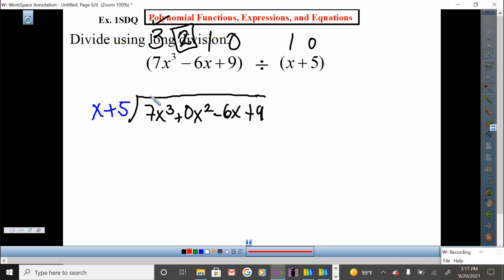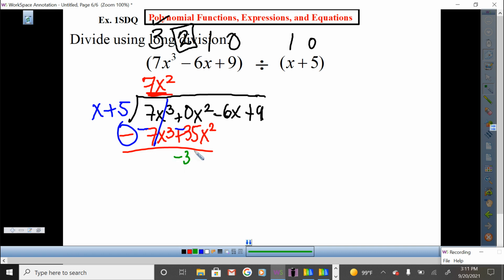All right? Question. What number times x gives us 7x cubed? Maddie, what do you think? 7x squared, thank you. So that is 7x cubed. 7x squared times 5, that's positive 35x squared. We subtract. And what does that mean? That means that we're going to distribute that negative to here and to here. This cancels. Negative 35 plus 0, it's still negative 35x squared. Bring down the next term, which is negative 6x.